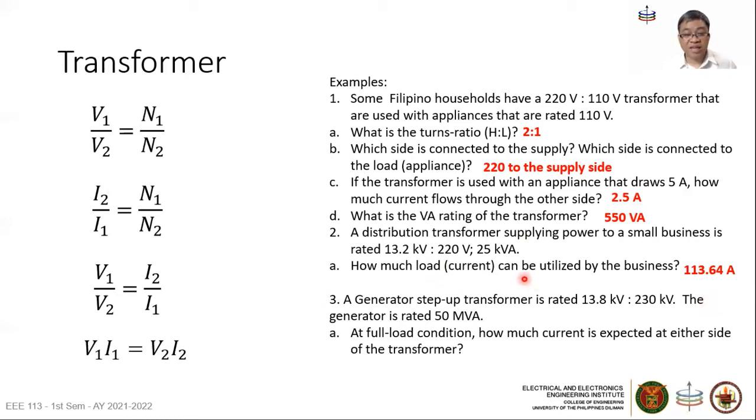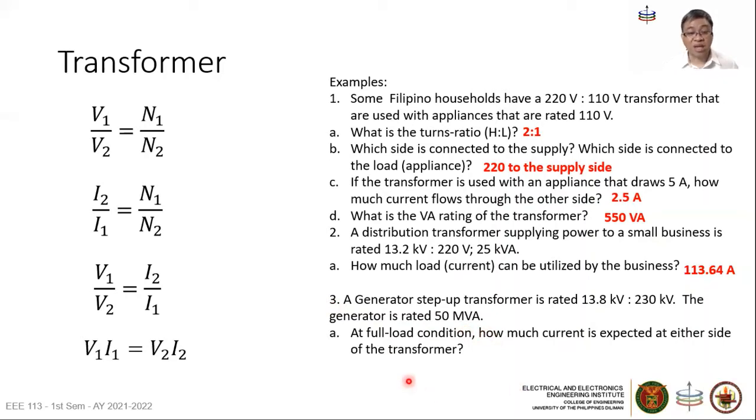So the key here is we should realize that the customer, small business, is connected on the low side of the transformer. That's the utilization side. Item 3, a generator step-up transformer is rated 13.8 kV to 230 kV. Again, these are both high voltages, but 230 is the high side and 13.8 is the low side.